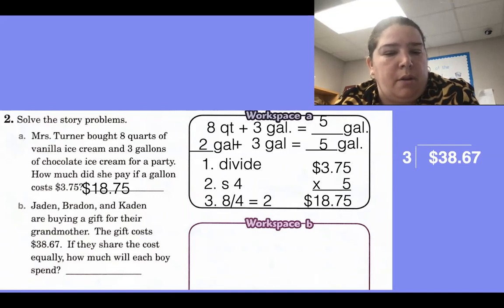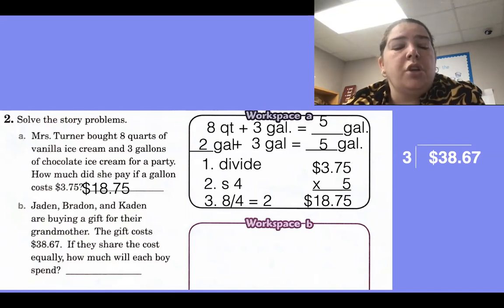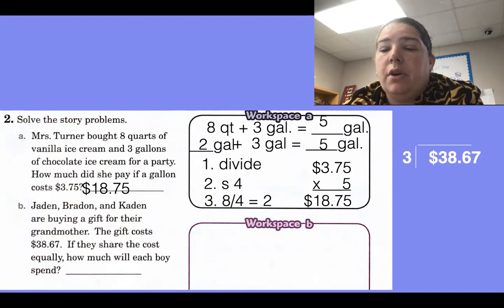All right. The last question here, it says Jaden, Brandon, and Caden are buying a gift for their grandmother. If the gift costs $38.67, and they are going to share the cost equally, how many kids are sharing the cost? 3. If 3 kids are sharing the cost equally, how much will each boy spend? We need to divide. We divide $38.67 by 3.